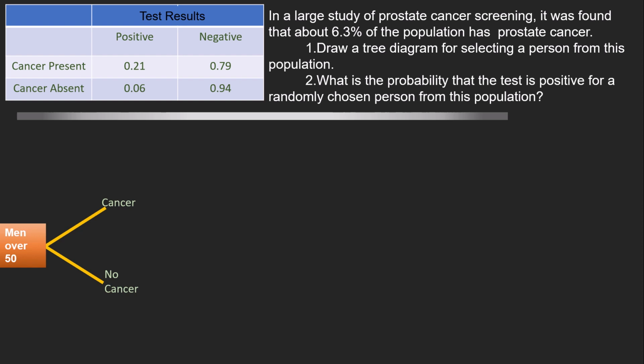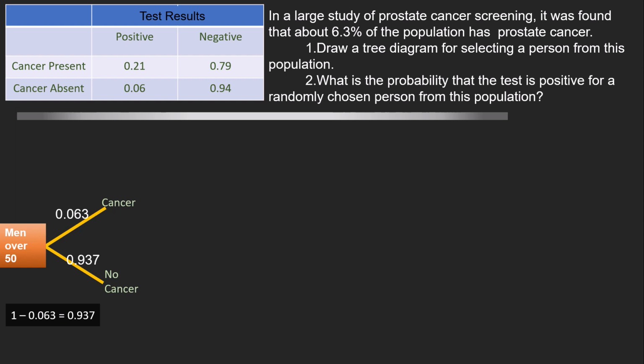Now we need to find the probabilities. What is the probability of cancer? It was found that about 6.3% of the population has prostate cancer. Therefore, probability of cancer is 0.063. Now we can find the probability of no cancer. How do we find the probability of no cancer? Since the total probability of these 2 branches must be 1, 1 minus 0.063 is the probability of no cancer, which is 0.937.